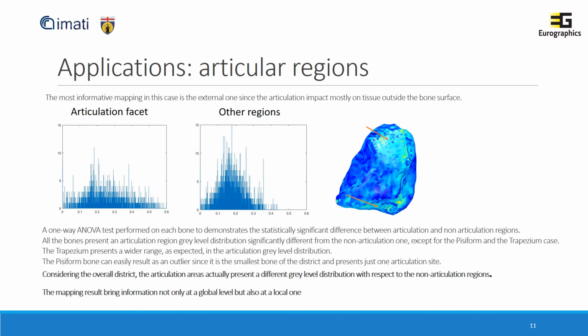We performed a one-way ANOVA test to demonstrate the statistically significant difference between articulation and non-articulation regions. For all the bones, the ANOVA test confirmed the significant difference, except for the trapezium and the pisiform. However, the trapezium presents a wider range as expected in the articulation grade level distribution. The pisiform bone instead can easily result as an outlier, since it is the smallest bone of the district and presents just one articulation site. Considering the overall district, the articulation areas actually present different grade levels distribution with respect to the non-articulation regions.